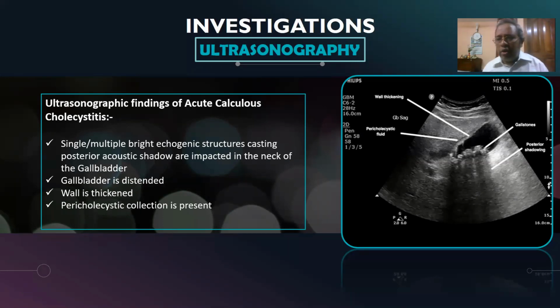So fixed in location, without acoustic shadow, echogenic structure: polyp. Change the position with posture change, without shadow: it is gallbladder sludge. And with posture change, echogenic structure along with shadows: it is called stones. So these are the sonographic differentiating points.